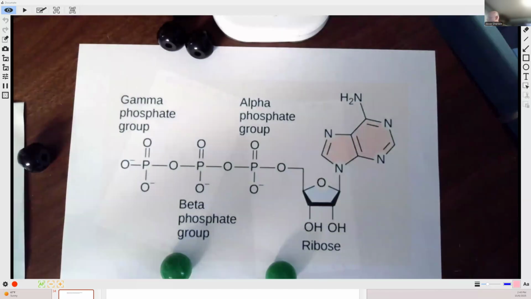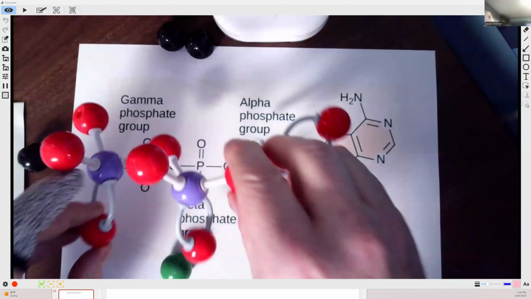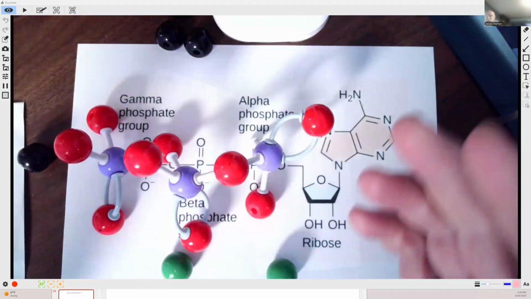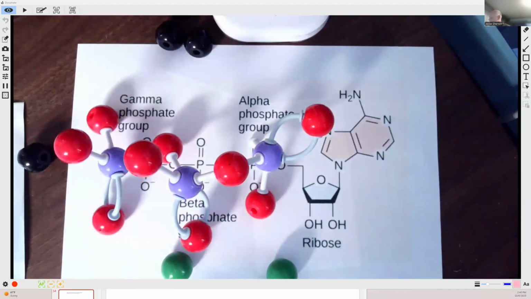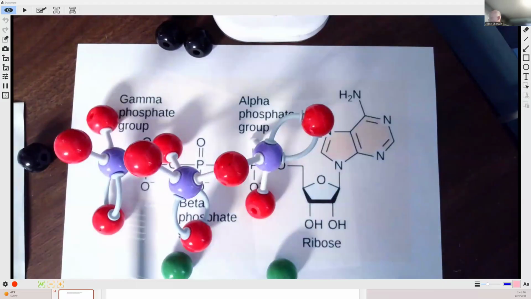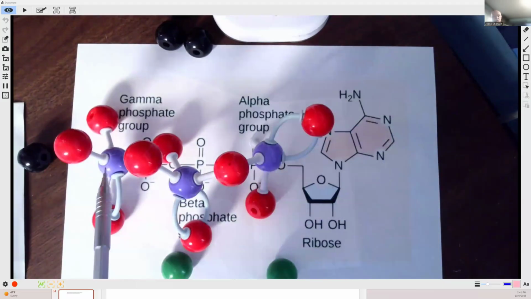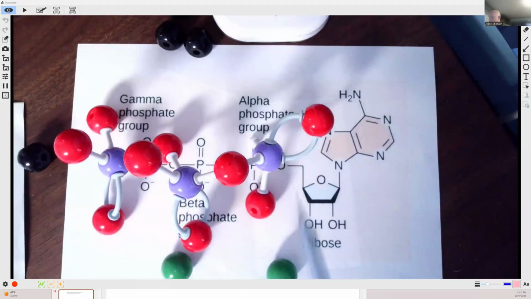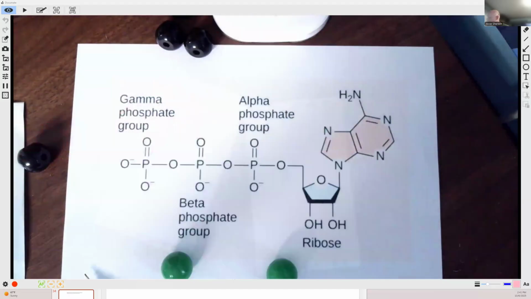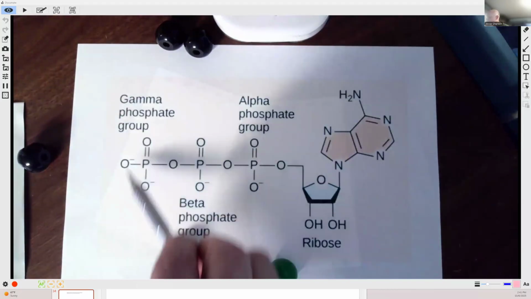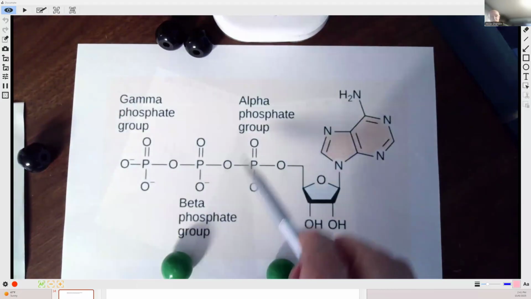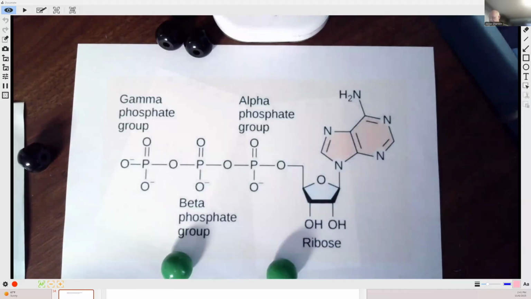But I made a model of just the phosphates. I wanted to make a model of the entire thing, but I ran out of parts. Here are just our phosphates. Every one of these purple things represents a phosphate ion, and you can see here that they're also attached to oxygen. All these O's here are oxygens.